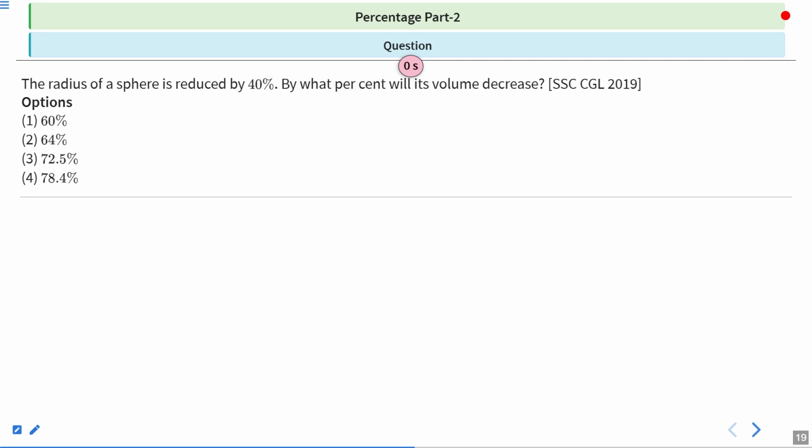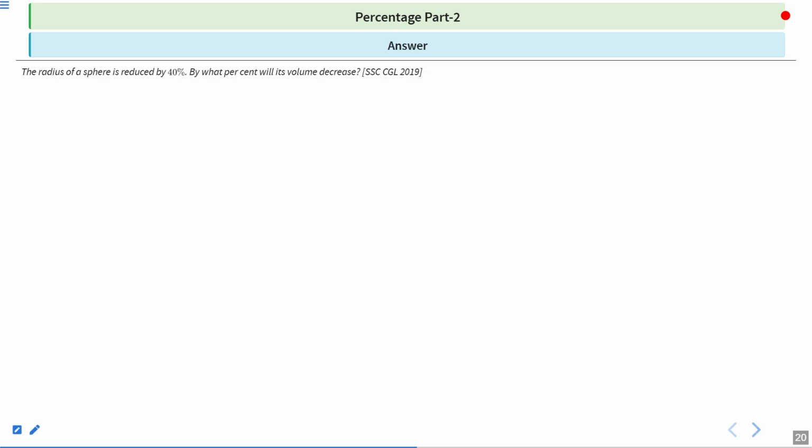Now time's up. Let's see the solution of this question. The question says that the radius of the sphere is reduced by 40%. By what percent does its volume decrease? The correct answer of this question is 4, which is 78.4%. Now see the solution using concept 7.2 in this question.